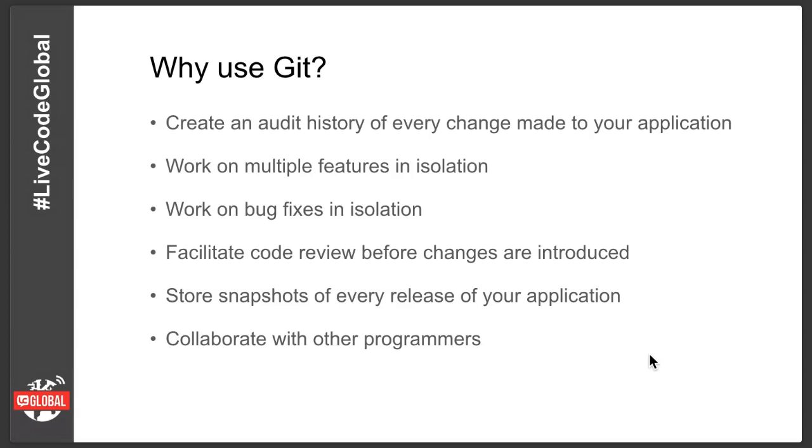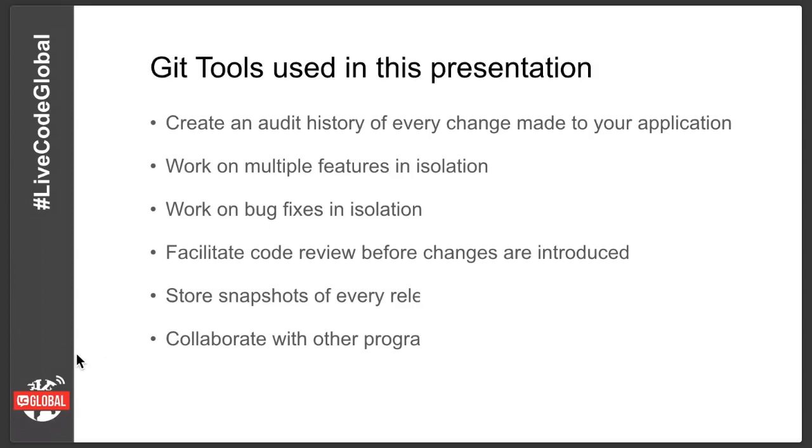And lastly, when you're using Git, you can collaborate with other programmers. That may or may not be important to you, but if you're using Git, even if you're not working with other programmers currently, it will make it easier to bring other programmers on later on. And that's when these other bullet points of working on multiple features and bug fixes in isolation and code reviews and things like that become really important when you want to start collaborating with other people.